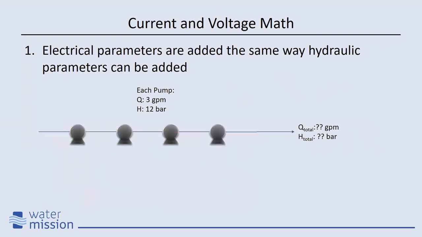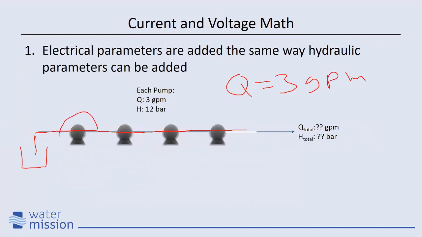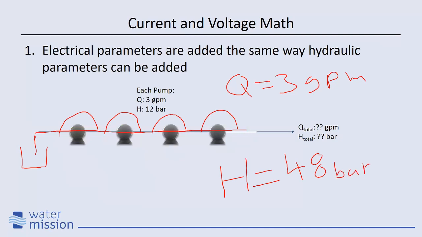One more here before we move back into electricity. So if we were to look at this system, we know that this is in series. So my flow of the whole system is just going to be equal to the flow of a single pump. And my pressure, pulling from 0, is going to be 12 bar, 24 bar, 36 bar, 48 bar. So now my total system pressure is just going to be the total addition of all of my pressures because my pumps are in series.